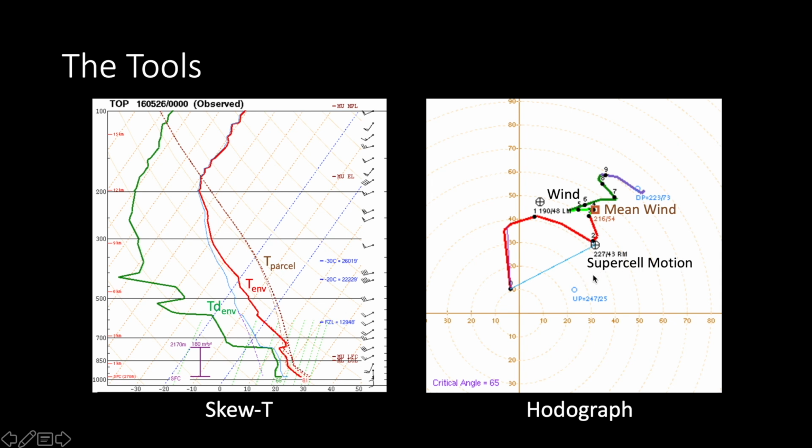We might have a supercell motion that's down here, and it might be a little bit closer to the mean wind in other scenarios, and that's going to affect values like SRH, or storm relative wind, or other things you might use to predict supercell or tornado potential.